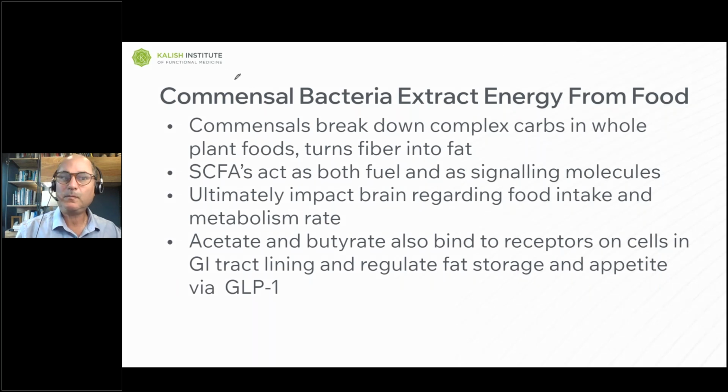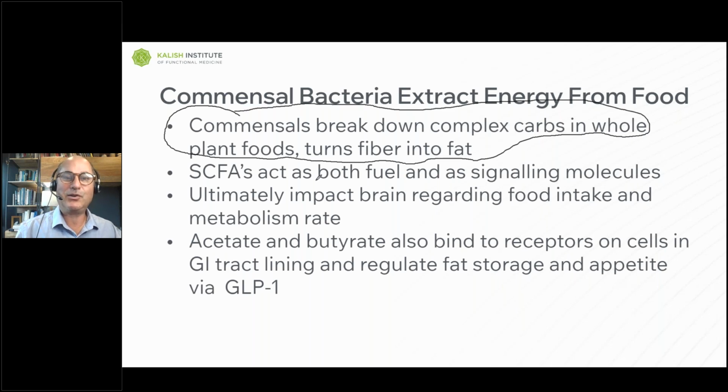Okay, so commensal bacteria extract energy from food. So commensal bacteria, the good bacteria, break down carbs in whole plant foods, and they turn the fiber into fat. The best source of this kind of fiber is beans, black beans, pinto beans, garbanzo beans, hummus, any kind of bean. Lentils, I think, are the best, but any kind of bean will do. A half a cup to a cup and a half per day gets you all the fiber you need.